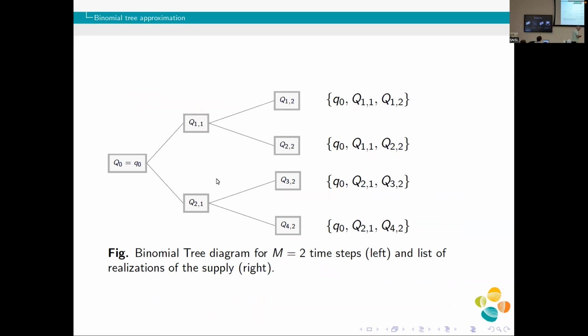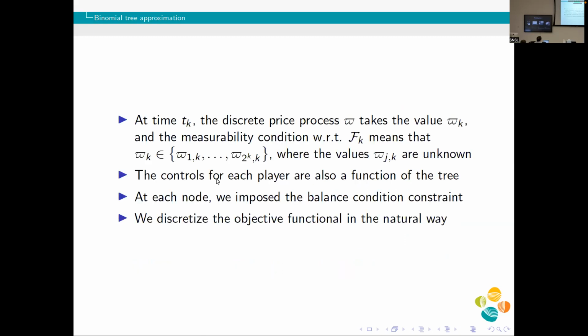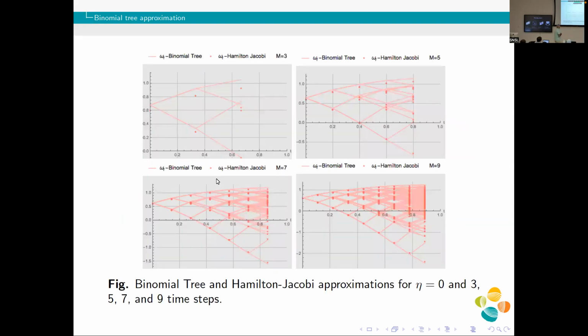Now, what is a progressively measurable process here? Well, it's a function on the tree, right? So for every branch of the tree, you have a number, you have an amount of supply, and then you can discretize the time process in a way that the price also takes values on this tree, and the controls for each player are also values on the tree, and at every node we impose the balance condition constraint, and you discretize the cost function in a natural way, meaning you have sums over trees and so on.